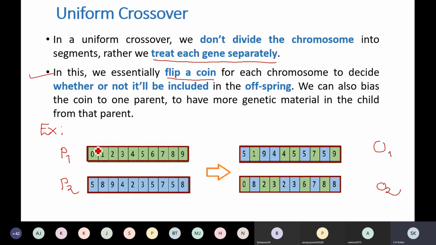Start with the first digit of this parent chromosome P1. Toss a coin. If you win, suppose the mechanism is that you are going to swap, otherwise you are not going to swap. So we have started with the first, and I have tossed a coin.